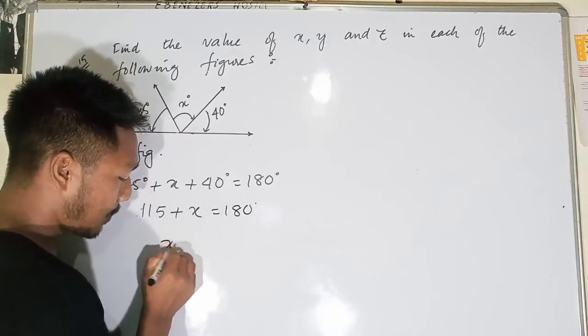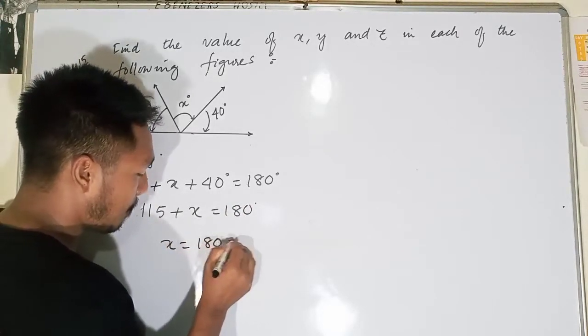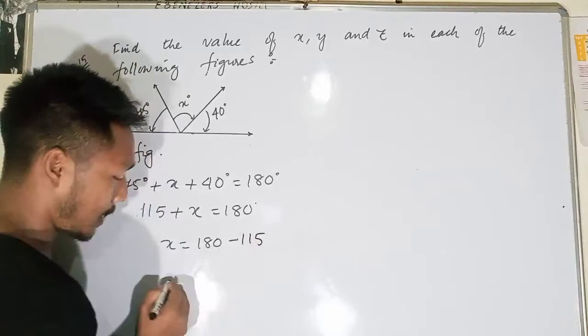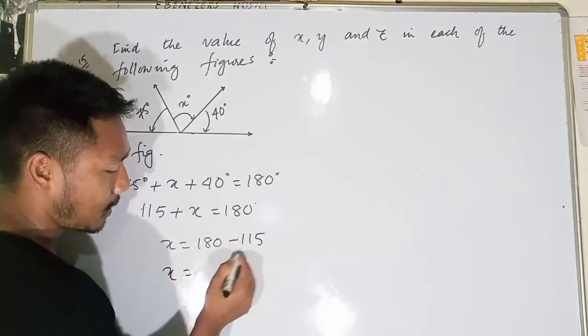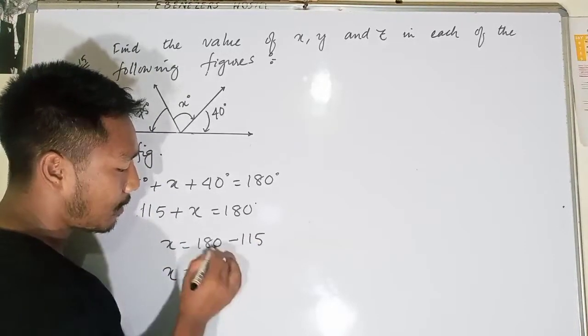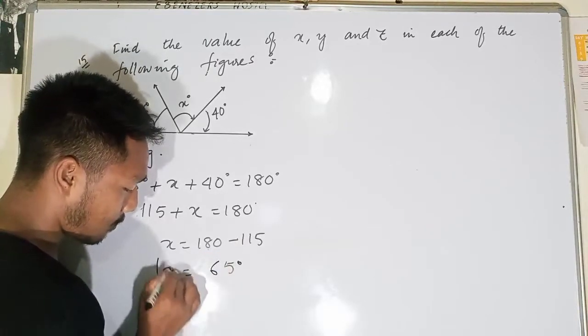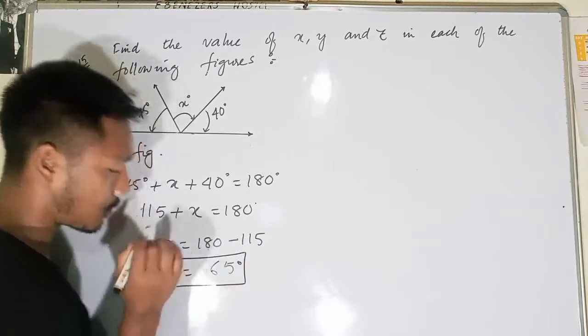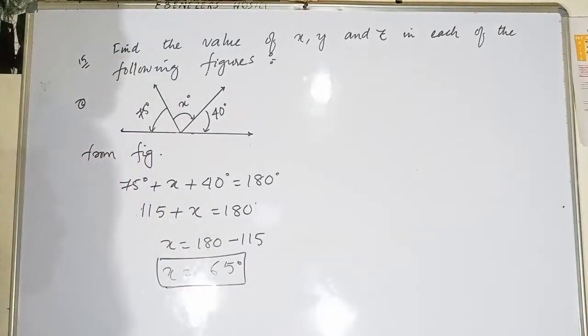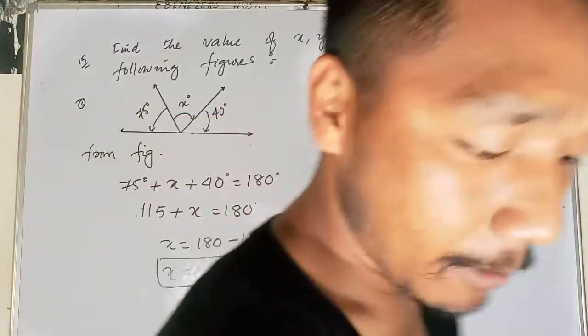Now x will be equal to what? 180 degrees minus 115. Then x is equal to how much? Subtract it, this will become 5. 7 minus 1 will become 6. So what is the answer? 65 is our answer. Okay, now we have cleared this one. One more again.